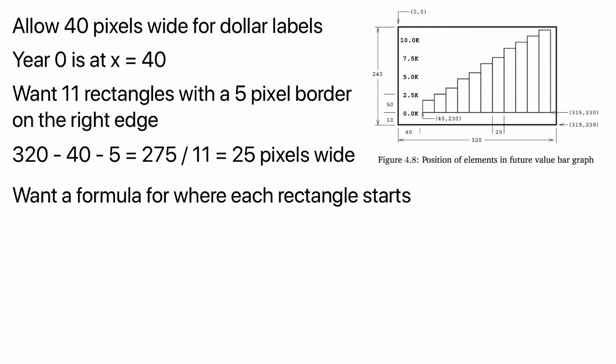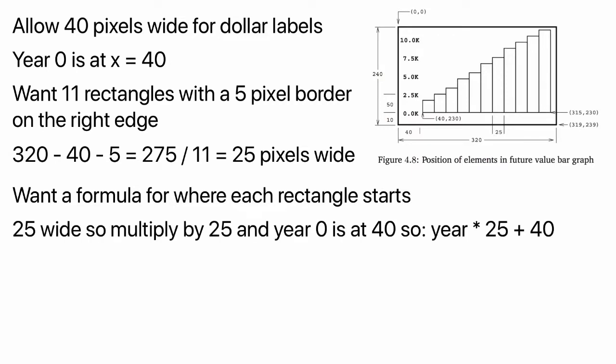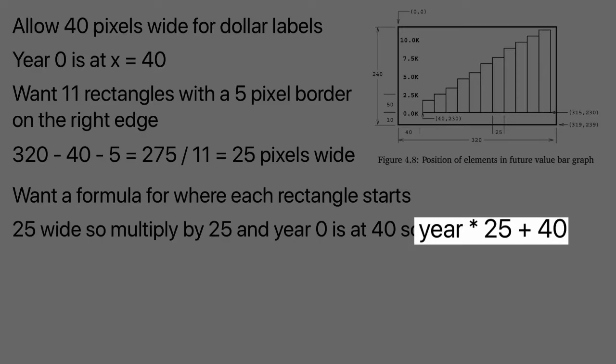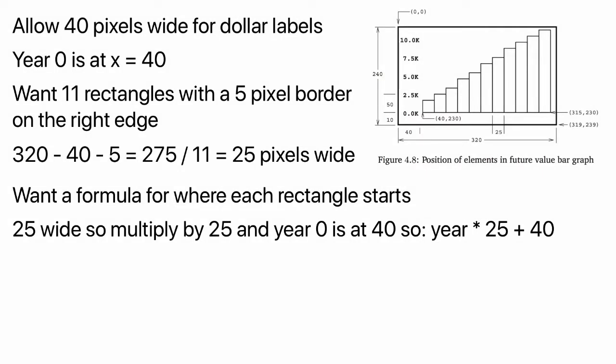So that we can write the code in a loop, we need a formula in terms of the number of years to indicate the left x-coordinate for each rectangle. Since each rectangle is 25 pixels wide, we need to move over 25 pixels each time. So we multiply by 25. And since we want year 0 to be at x equals 40, the formula is year times 25 plus 40. Note this works as year 0 will be at x equals 40, and year 1 will be at x equals 65. After doing these calculations, we are ready to start writing the program in PyCharm.